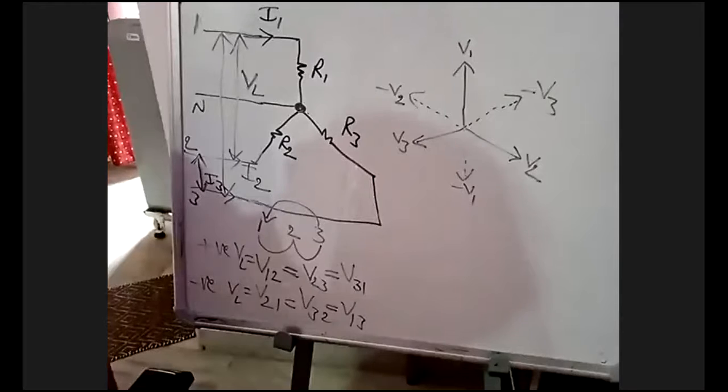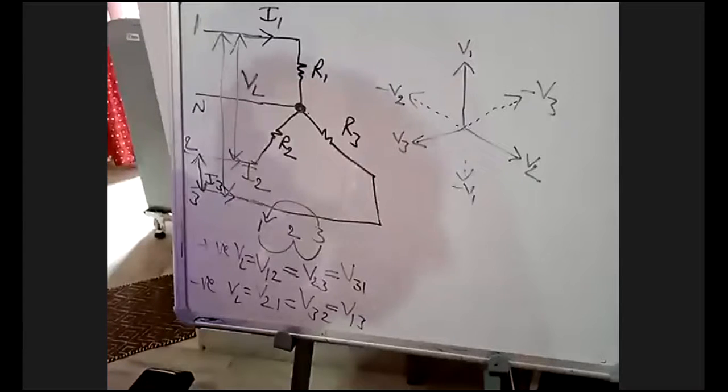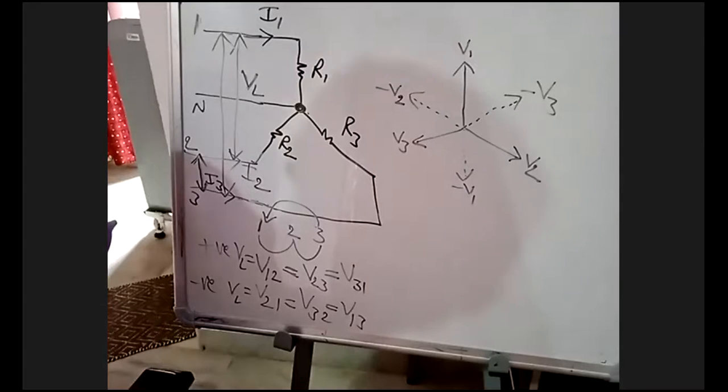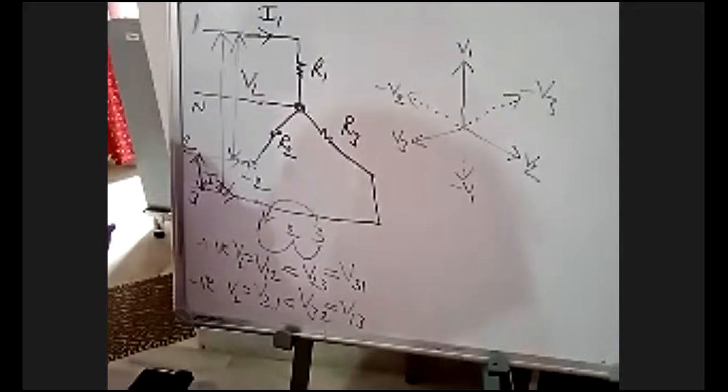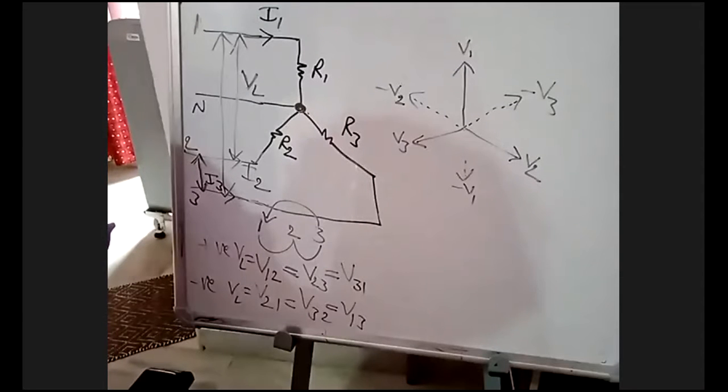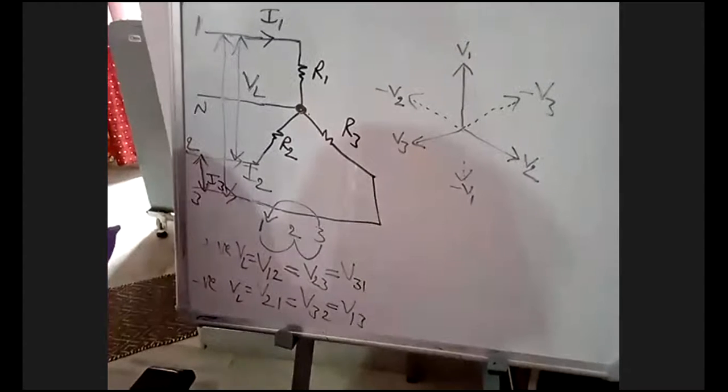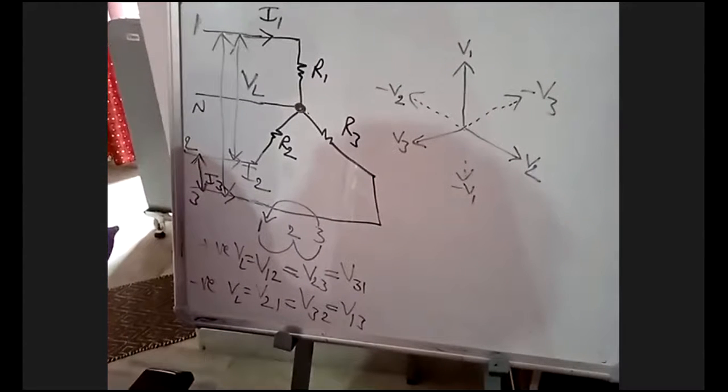Okay, now draw the line voltage. See here, write down a note. Line voltage is drawn in between one positive phase voltage and one negative phase voltage.